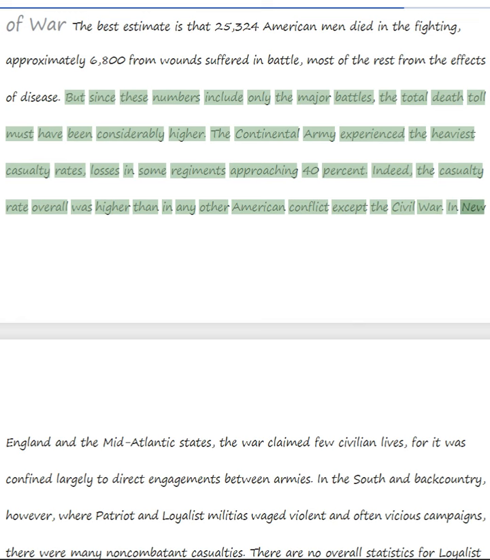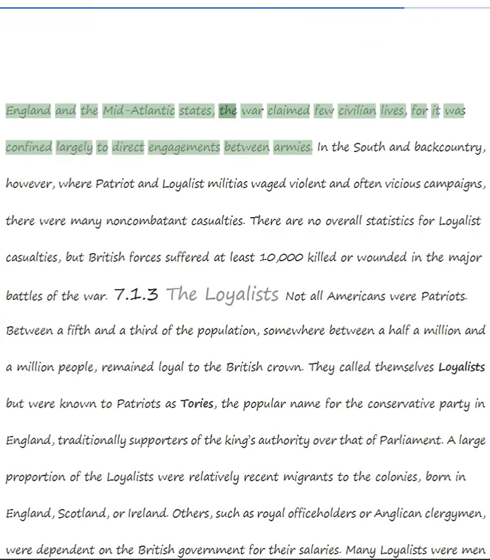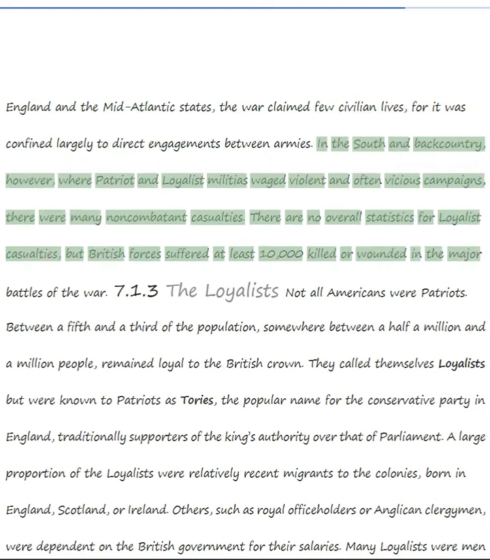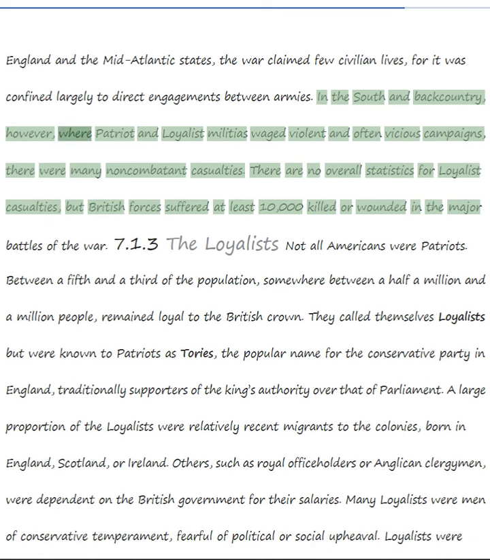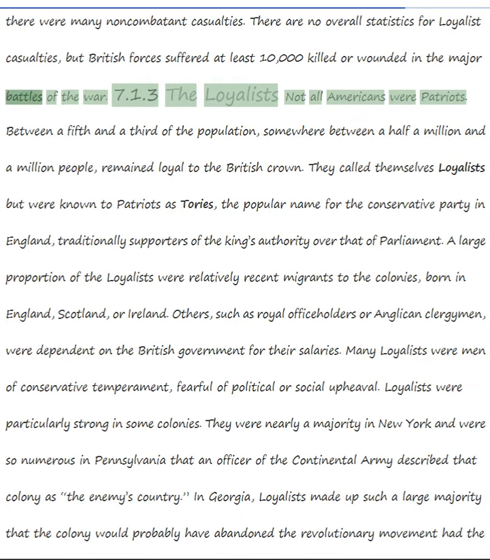In New England and the Mid-Atlantic states, the war claimed few civilian lives, for it was confined largely to direct engagements between armies. In the South and backcountry, however, where Patriot and Loyalist militias waged violent and often vicious campaigns, there were many non-combatant casualties. There are no overall statistics for Loyalist casualties, but British forces suffered at least 10,000 killed or wounded in the major battles of the war.